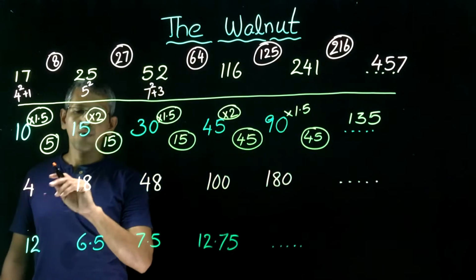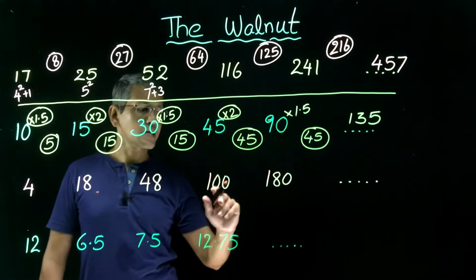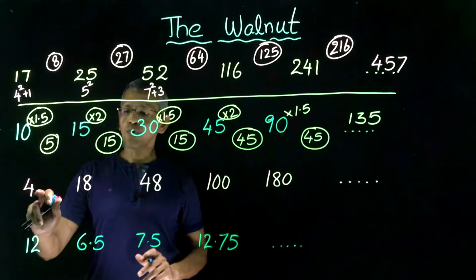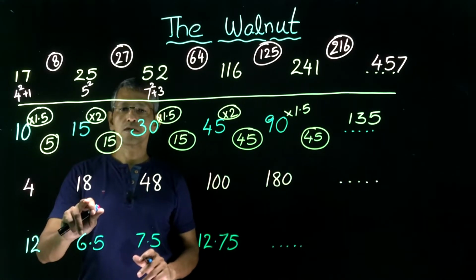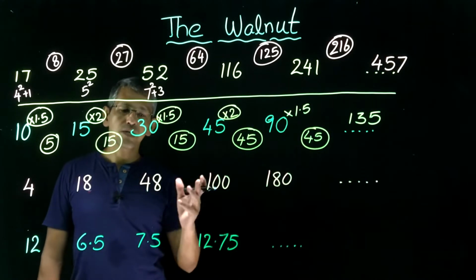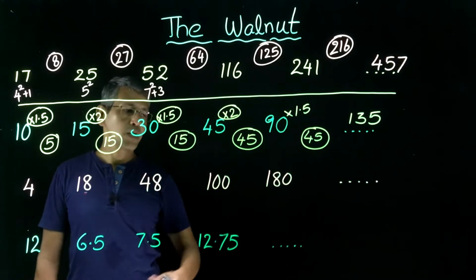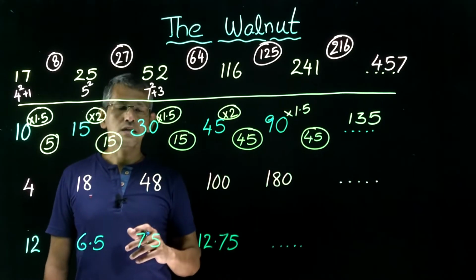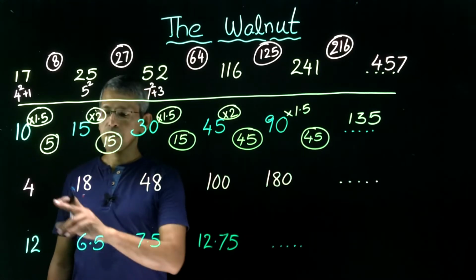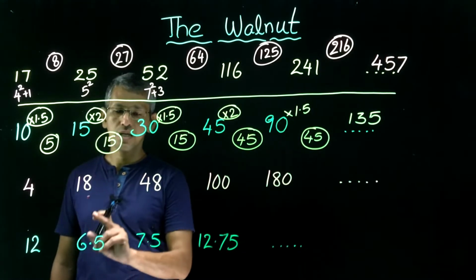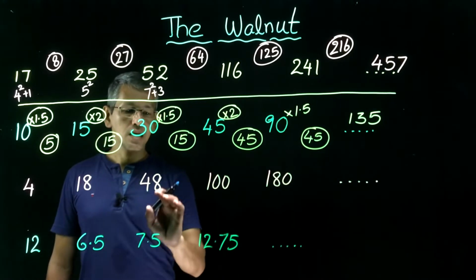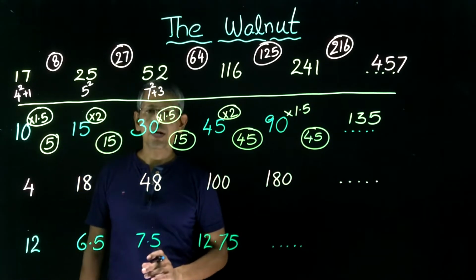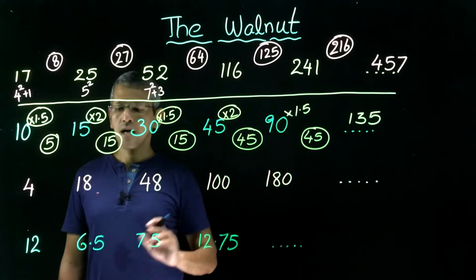Alright, next one is 4, 18, 48, 100 and 180. What kind of pattern do we have there? 4, what we know, is 2 square. 18 is not a square. 48 is 7 square minus 1. 100 is 10 square. 180, the nearest square is 169. So it doesn't work in that way. How about differences? The difference is 14. Next difference is 30, next is 52, and next is 80. Not really. Anything else?